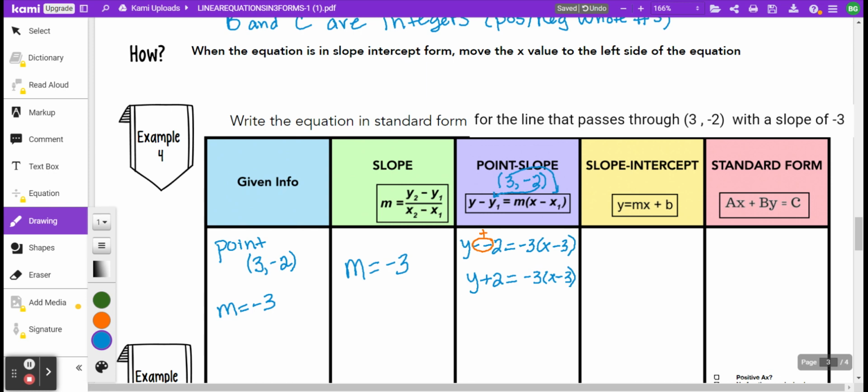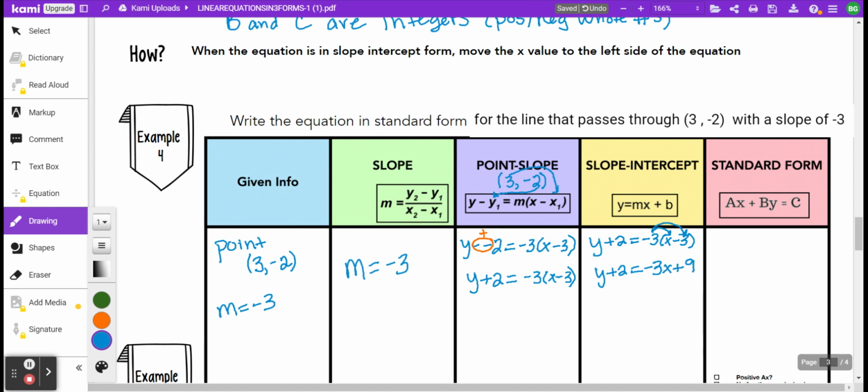For slope-intercept, I'm going to rewrite my point slope form. I'm going to go ahead and simplify by distributive property. I'm going to do negative 3 times x, negative 3 times 3. So y plus 2 equals negative 3 times my variable of x gives me negative 3x. Negative 3 times negative 3 gives me a positive 9.